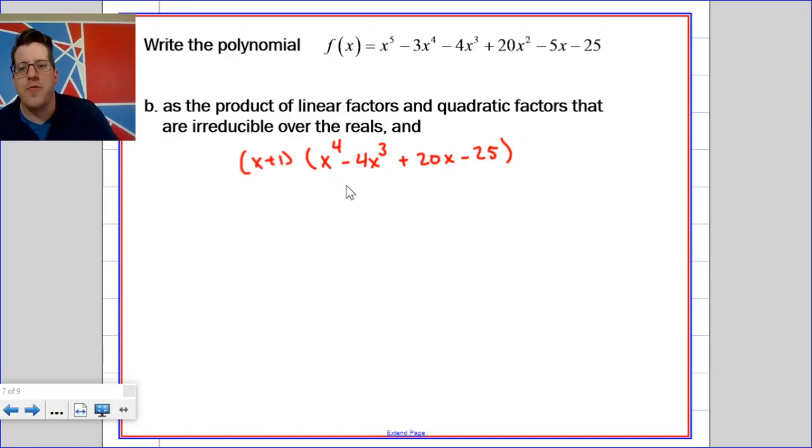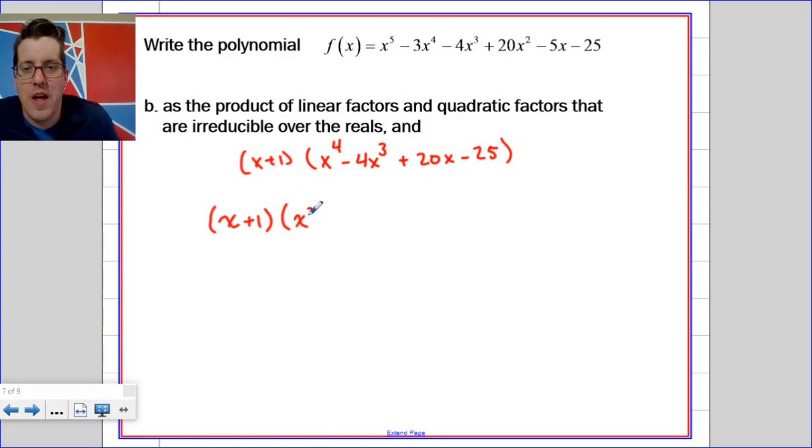So if I wanted to factor this, it says using quadratic and linear factors. I know there aren't going to be any rational linear factors, and the reason I know is because I just tried all of them and none of them worked. So I'm going to try some quadratic factors to see if that works.